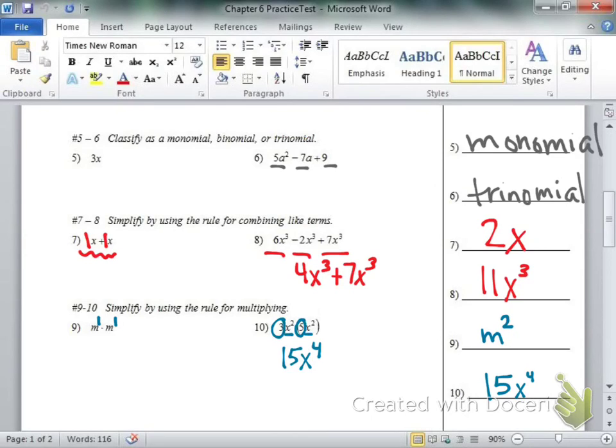I always say, when in doubt, you can write it out. So if you would prefer to write this one out, this is 3 times x times 5 times x times x. Well, you can see the 3 and the 5 are going to go together, and then you have 4 x's being multiplied.